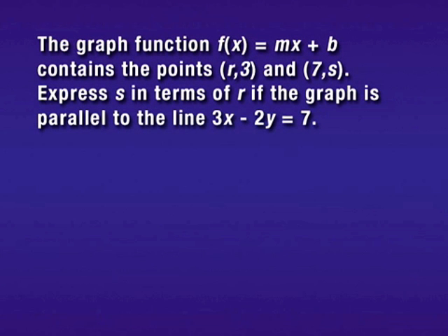The graph of the function f of x equals mx plus b contains the points (r, 3) and (7, s). Express s in terms of r if the graph is parallel to the line 3x minus 2y equals 7.